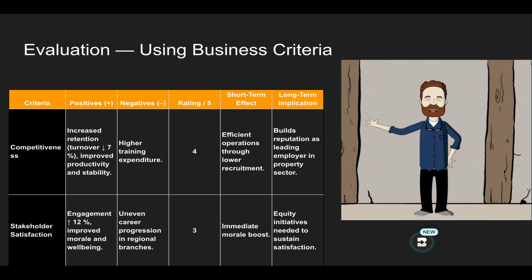And if we have a look here, I have the criteria of competitiveness and stakeholder satisfaction, followed by the positives, the negatives, a rating out of 5, with a short-term and a long-term effect regarding that particular criteria. There is a school of thought that says you could write a paragraph after that, but that's up to you. That's your choice.